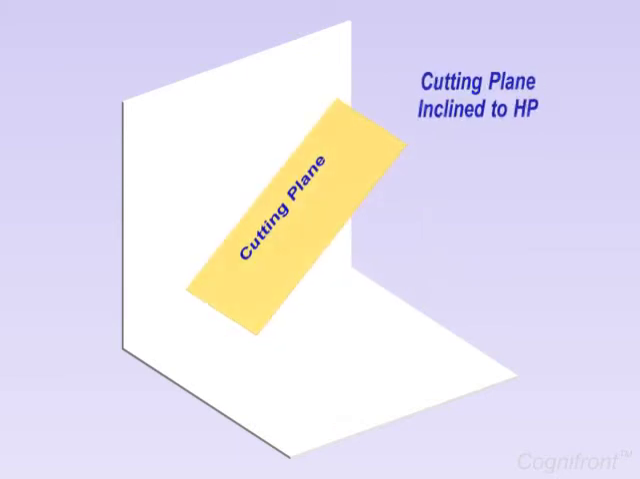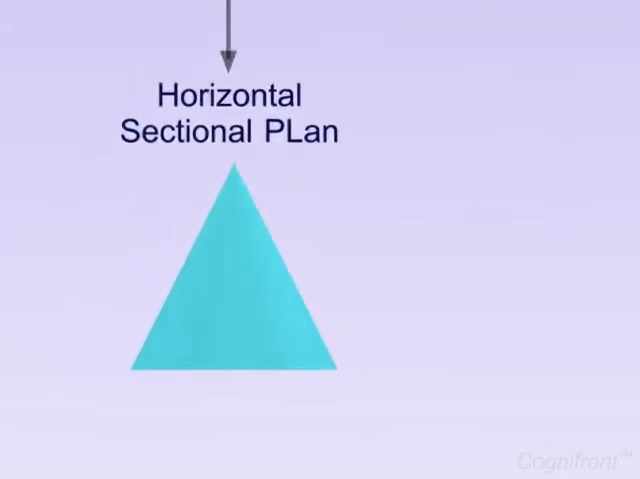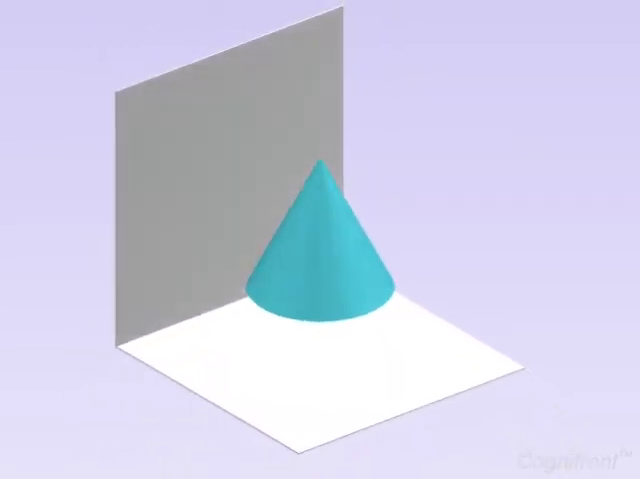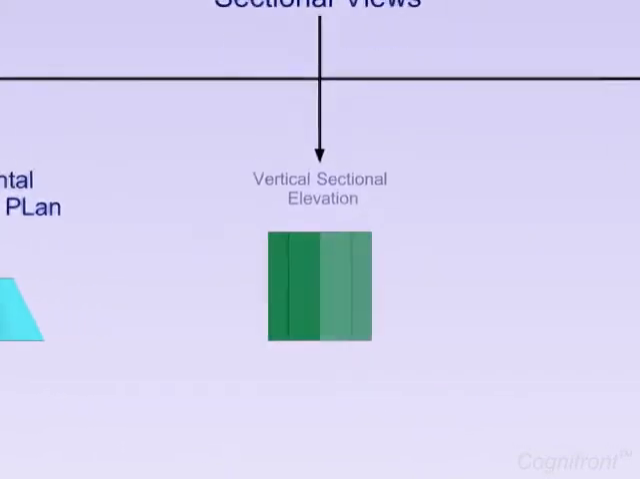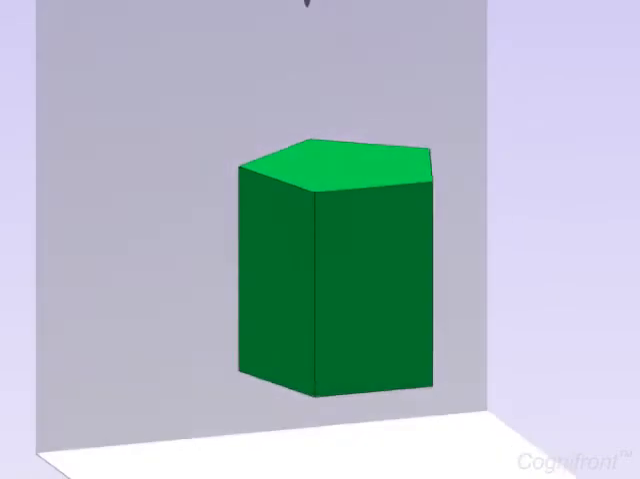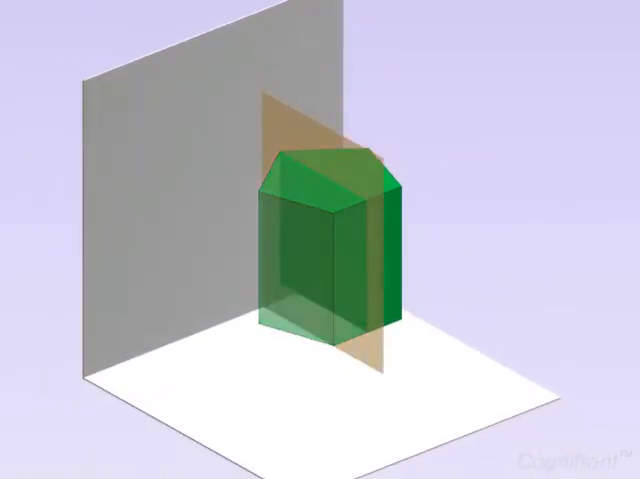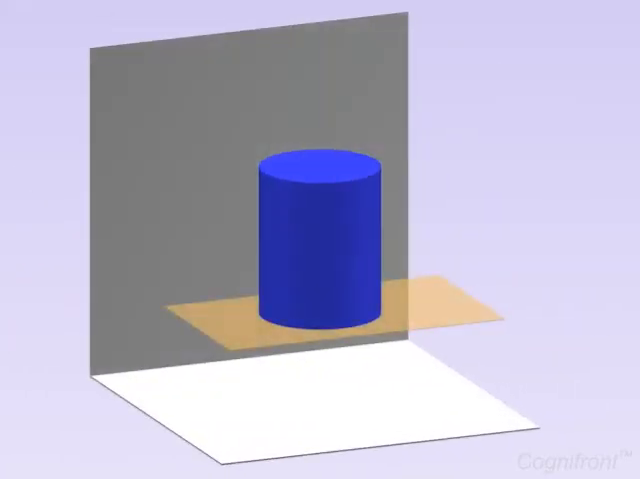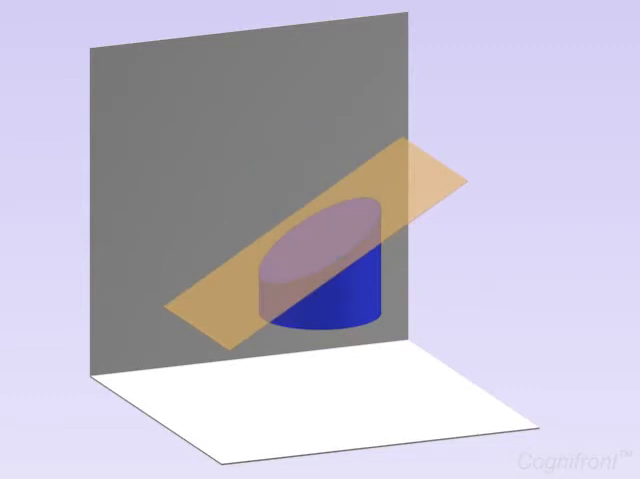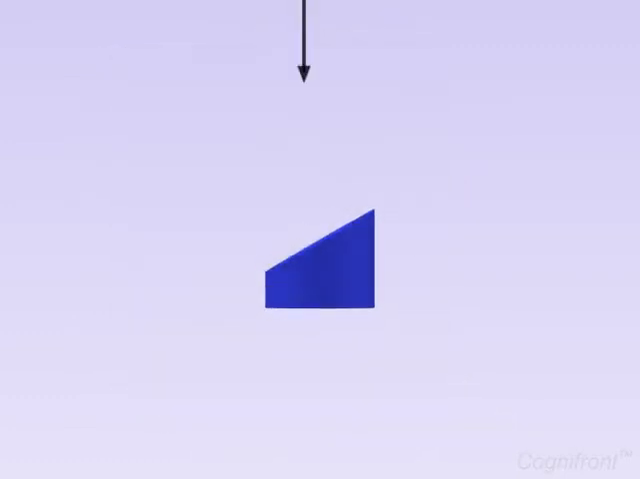Let's discuss the types of sectional views in detail. A horizontal sectional plan will be obtained when the cutting plane is parallel to HP. A vertical sectional elevation will be generated when the cutting plane is perpendicular to HP. Also, when the cutting plane makes an acute angle with the HP, the resulting view is known as an oblique sectional elevation.